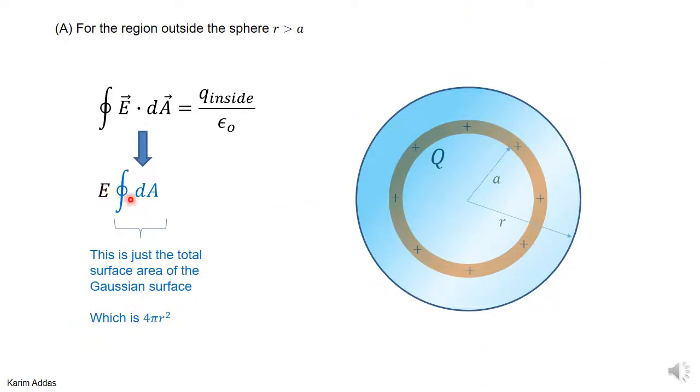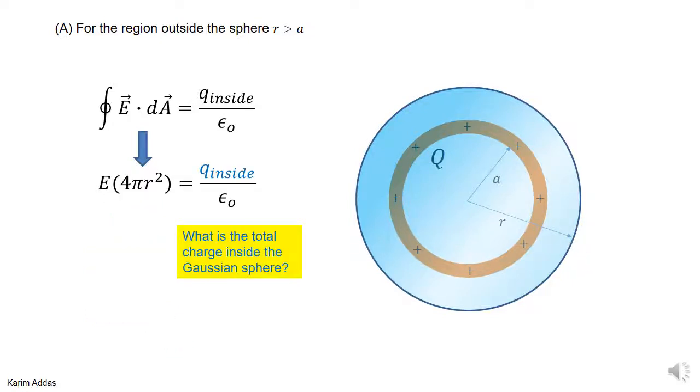You get E times the integral of dA. The integral of dA is just the total area of the sphere that has a radius r, which is 4 pi r squared. You get the left-hand side of Gauss's law. For any spherical shape, it always boils down to E times the area. Now, what about the right-hand side? What's the right-hand side of Gauss's law?